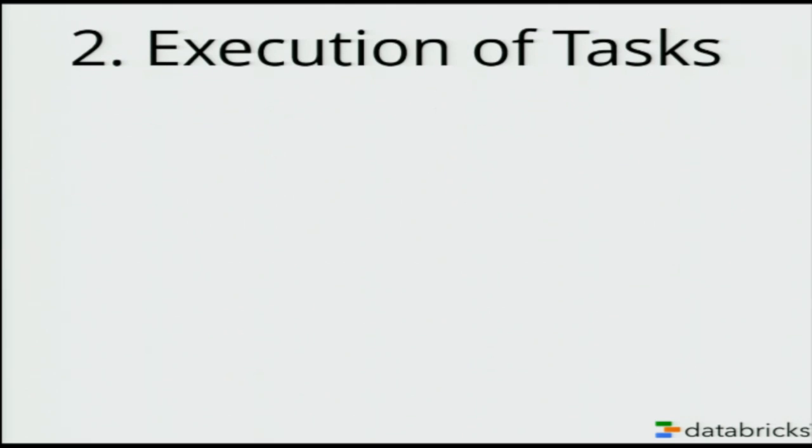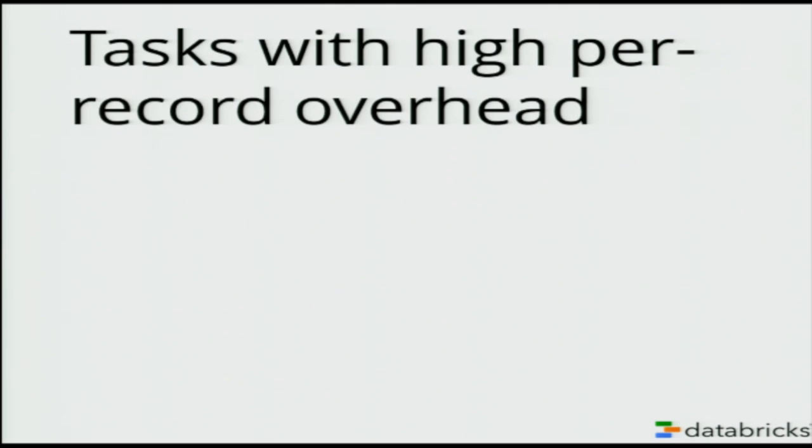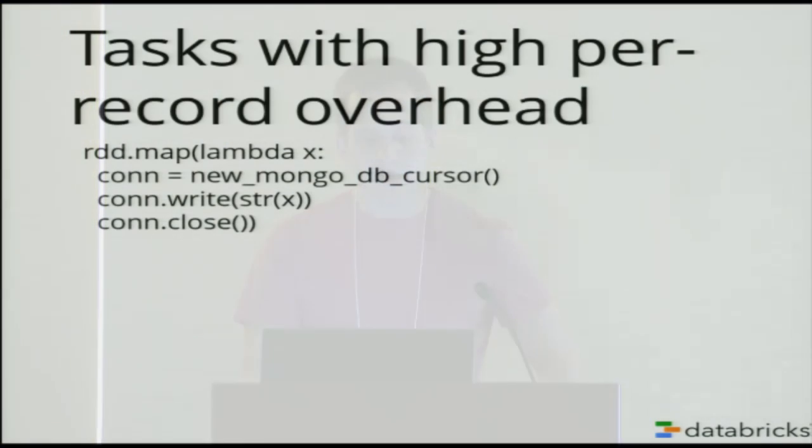So what about when your tasks are executing? One thing I've seen a few times is people will execute tasks using a map function, but there's a huge overhead for each record. Let's say I have my RDD and I want to call a map on it. For each object in the RDD, I create a new connection to MongoDB or some random storage layer, I write out to that storage layer, and then I close the connection. This is going to yield really bad performance because it's reinitializing this connection every time you process an object. If you have billions of objects, things are going to go super slowly.